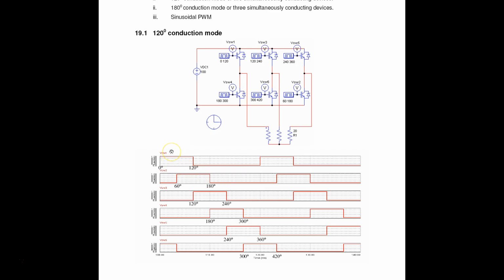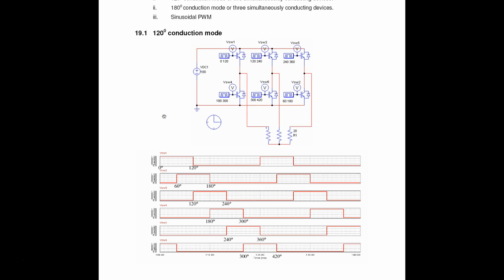So that's why I always put emphasis on the labeling of the switches being correct, because if your labeling of your switches is not in that arrangement, but for the control signals we have these control signals, you will wrongly feed the switches with the wrong signals, so you will not be able to get the three-phase output with the 120-degree conduction technique.